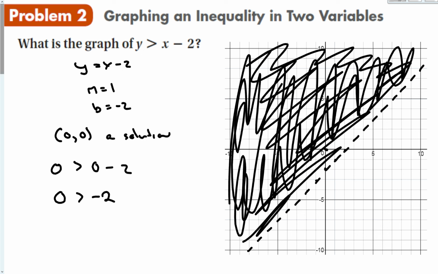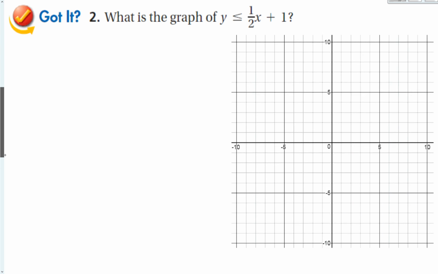Okay, and of course we can shade this a lot better with some fancier techniques. We'll do that on this one.